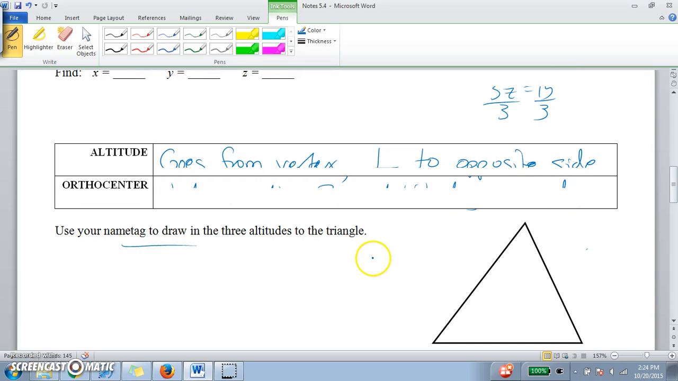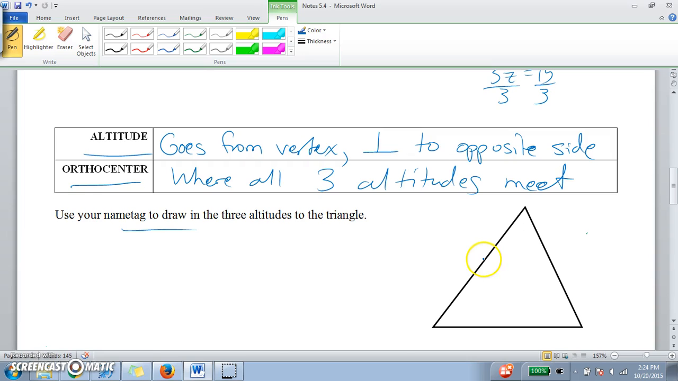So use your name tag to draw in the three altitudes of the triangle. If you take the short side of your name tag and lay it flat against one side of the triangle like this and line up the long side with this point, you can draw a perpendicular line from this corner to this line. So it makes a right angle right there. Same thing from this point down to this line, make a perpendicular line, and again a perpendicular line. So if you draw this correctly, these three lines all meet at one point, and that's called the orthocenter.